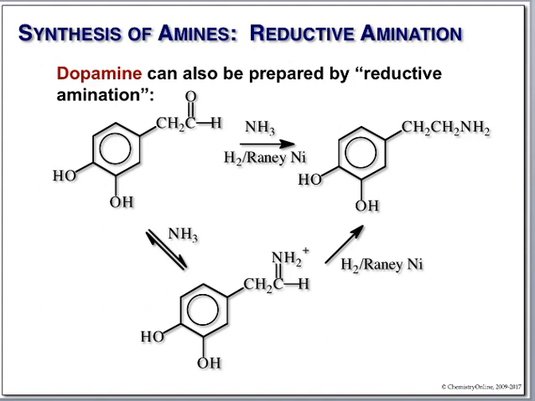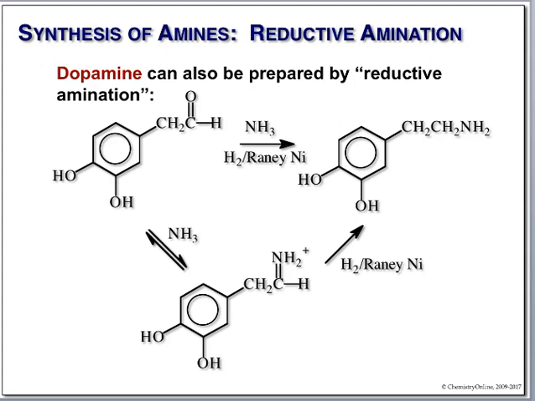Reductive amination is also used illicitly to make methamphetamine. This was a synthetic method of choice. You may have seen it on Breaking Bad. You have phenylacetone here instead of an aldehyde. You dump in ammonia, Raney nickel, and by gosh, you get methamphetamine.